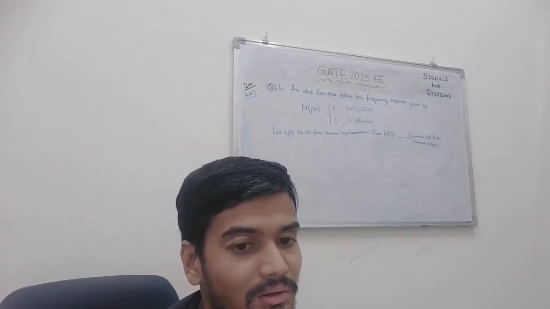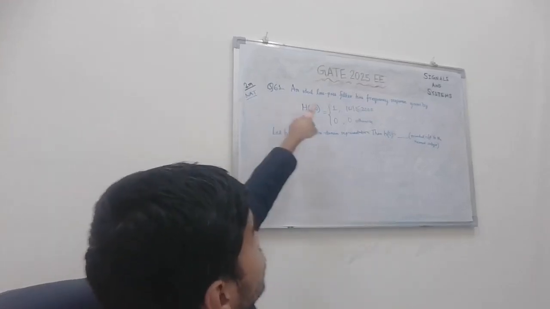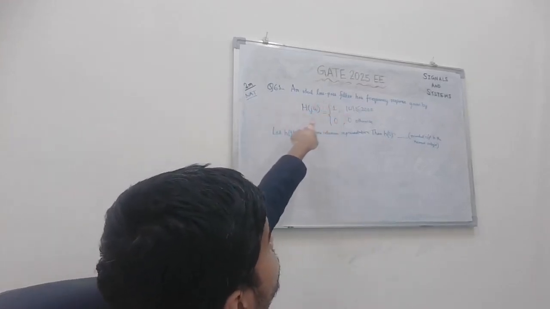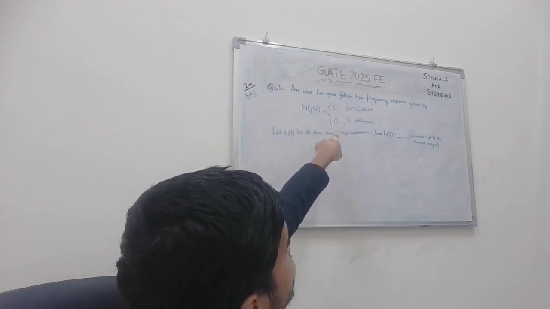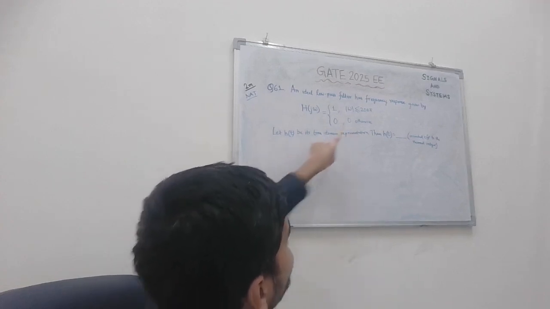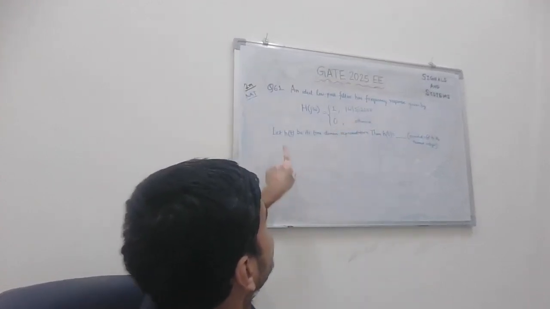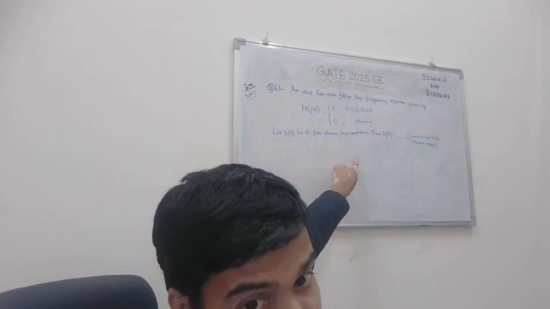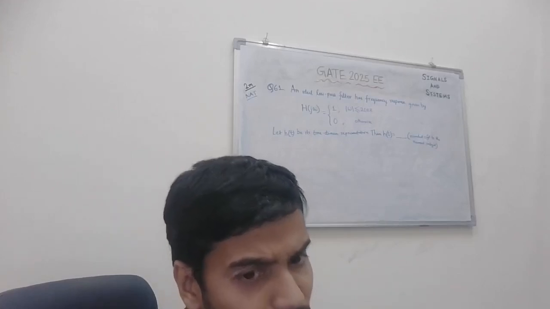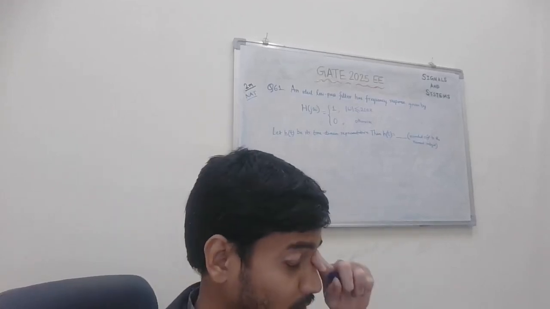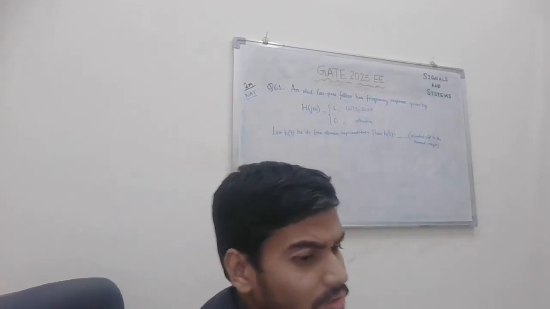The question is as follows: an ideal low pass filter has the frequency response given by H(jω) equal to 1 for |ω| less than or equal to 200π and 0 otherwise. Let h(t) be its time domain representation. Then h(0) equals, rounded off to the nearest integer. We have to find. It's a numerical value. Let's move on to the solution for this question.